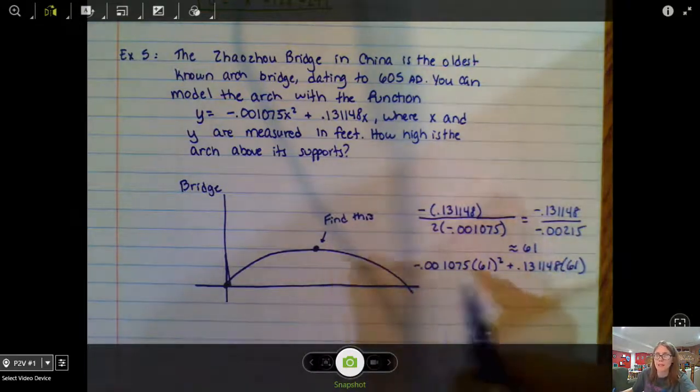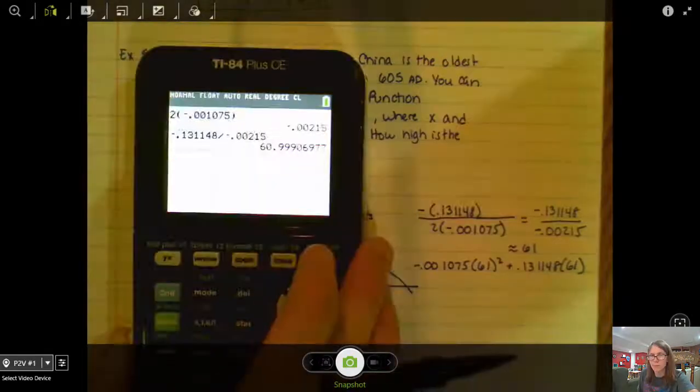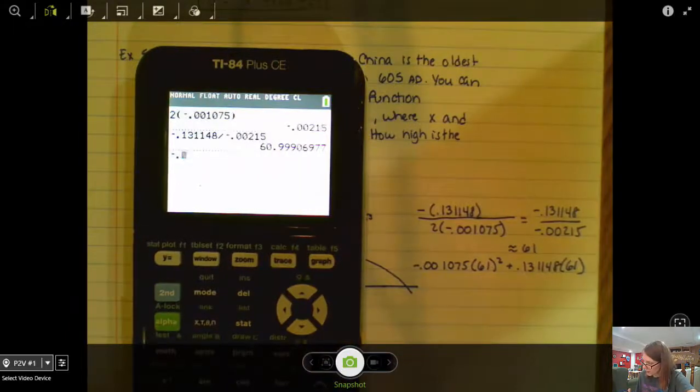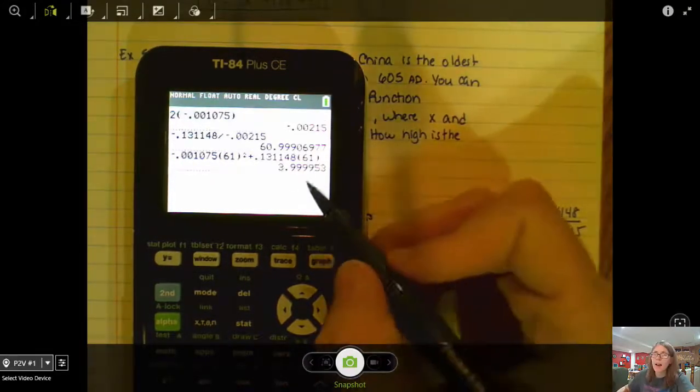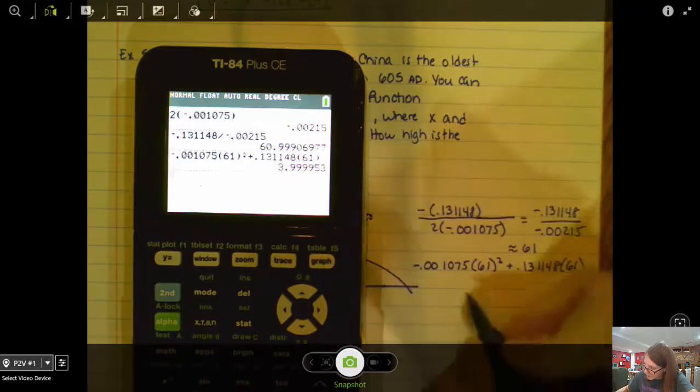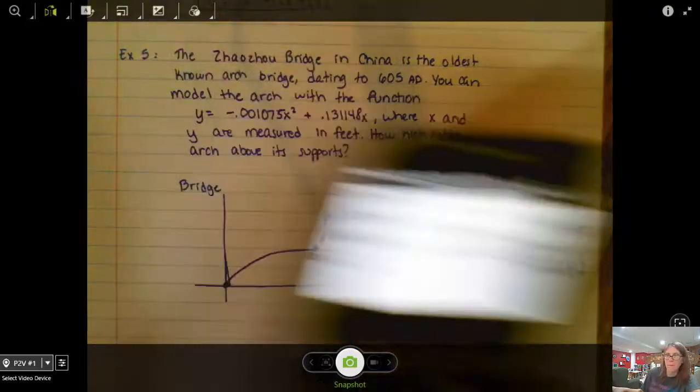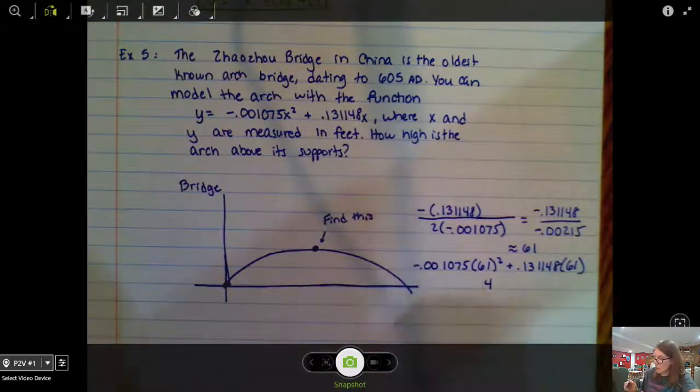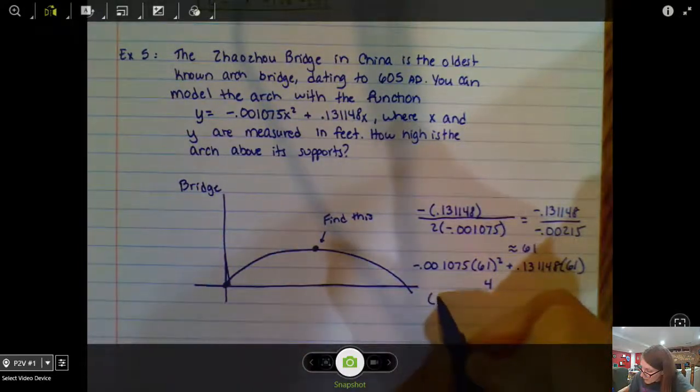I can type this straight into my calculator: negative 0.001075 times 61 squared plus 0.131148 times 61. And if I round this, I get 4. Okay, 61, 4 is my vertex.